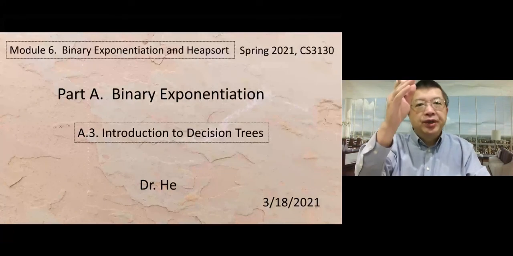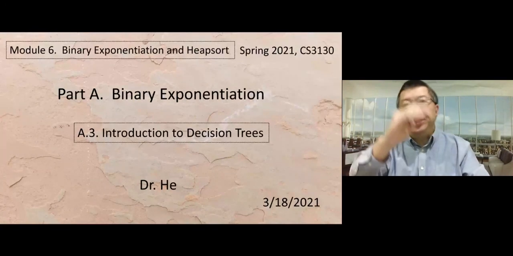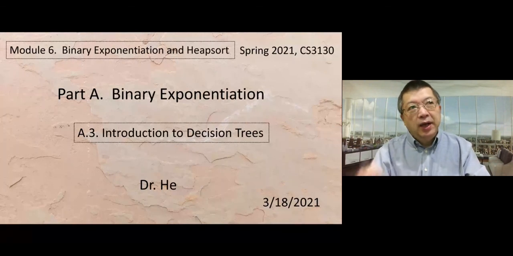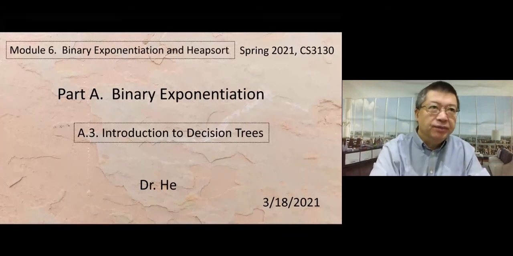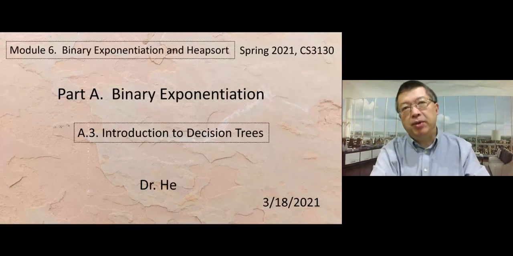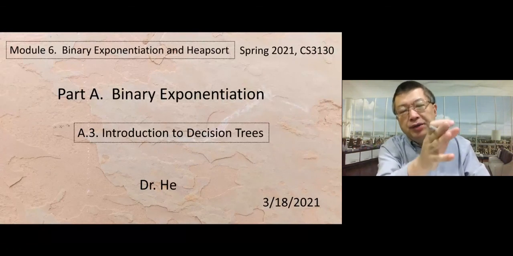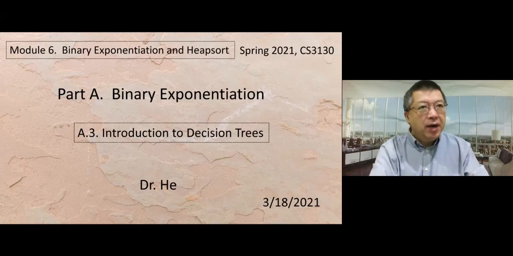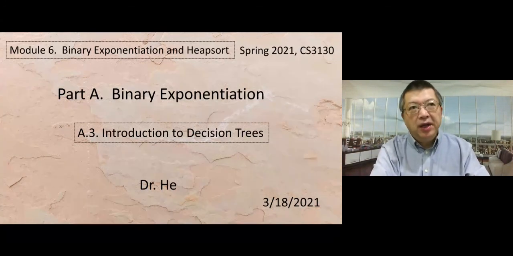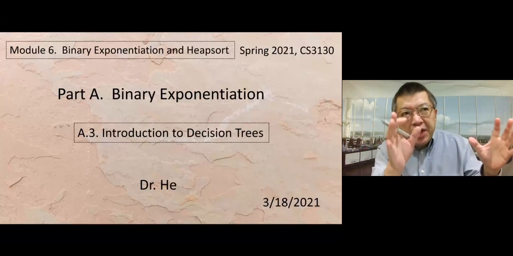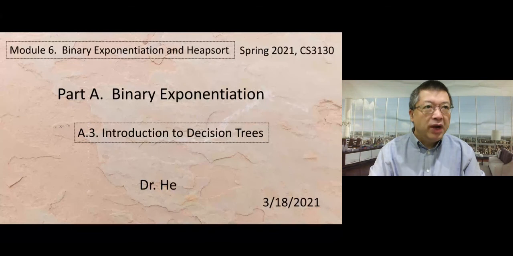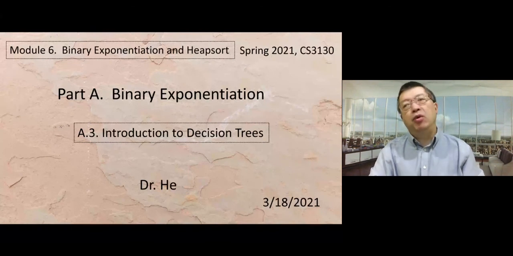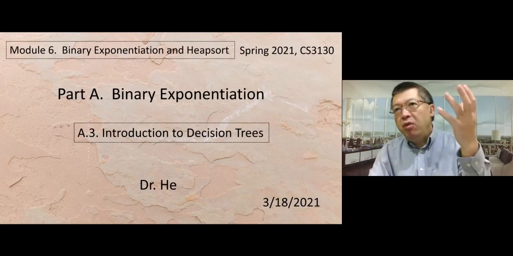8.3, Introduction to Decision Trees. Why do I jump to a different topic here, decision tree? The reason is very simple. In order to understand the binary exponentiation method clearly, we need to organize data. So in algorithms, organizing data is a very important step.